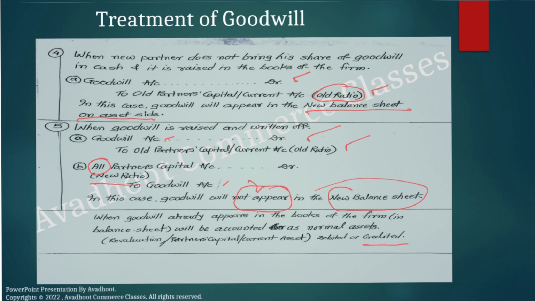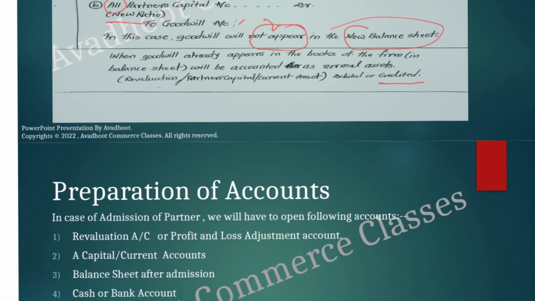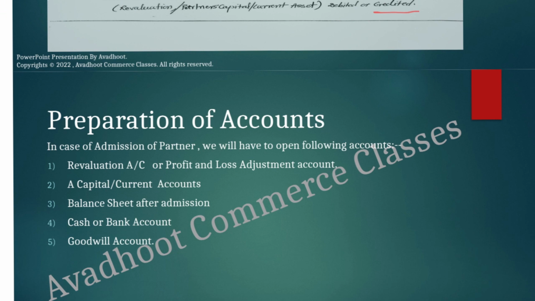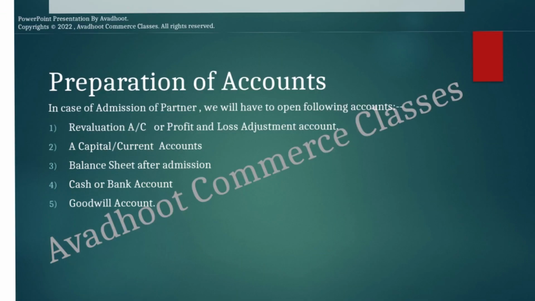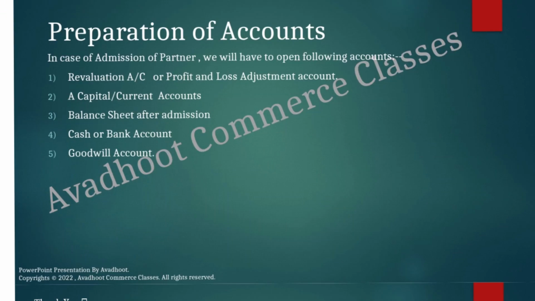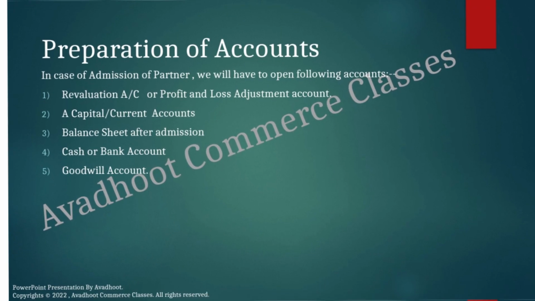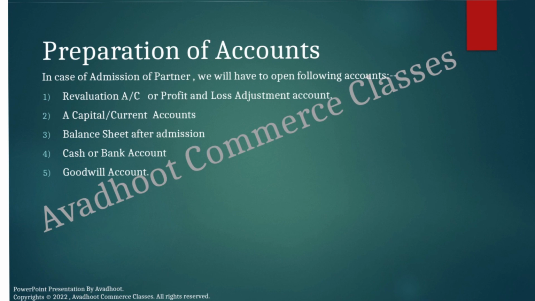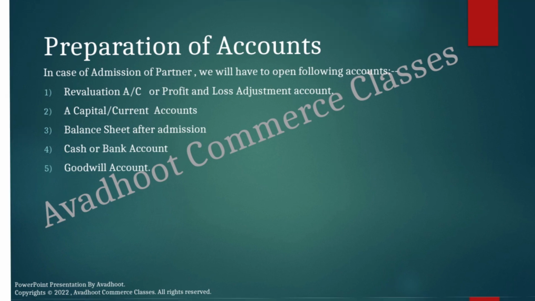This is called your treatment of goodwill. Now next we'll have to consider the accounting, the preparation of accounts, what accounts we are going to prepare while solving the problem. The account which we are going to prepare here in case of admission of a partner is first the revaluation account or profit and loss adjustment account.